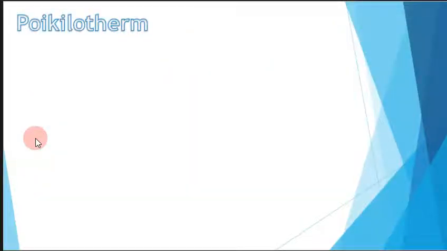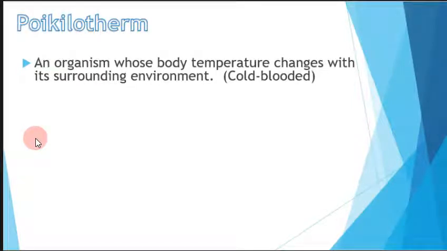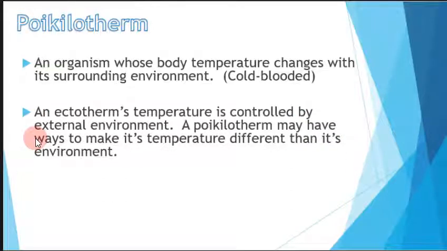All right, so now let's get to our poikilotherm. The poikilotherm is an organism whose body temperature changes with its surrounding environment, so it is cold-blooded. It changes with its environment, that's cold-blooded, right? But, okay, sorry, that's the poikilotherm. An ectotherm's temperature is controlled by its external environment. That's cold-blooded. A poikilotherm may have ways to make its temperature different than its environment.